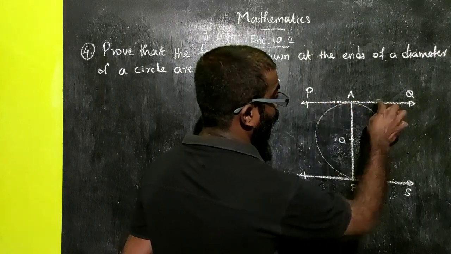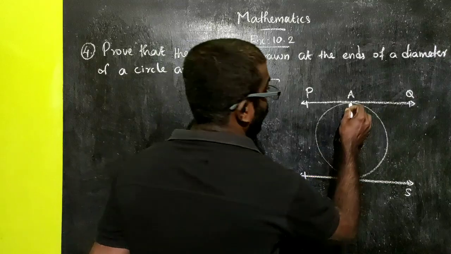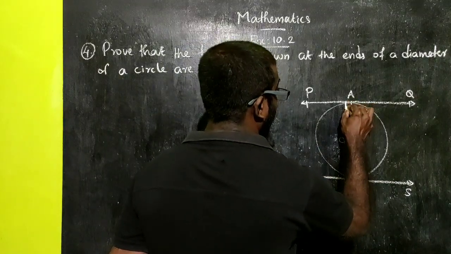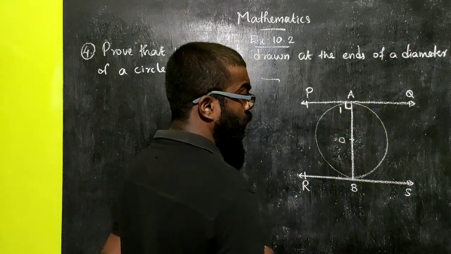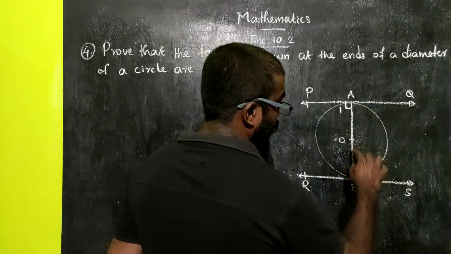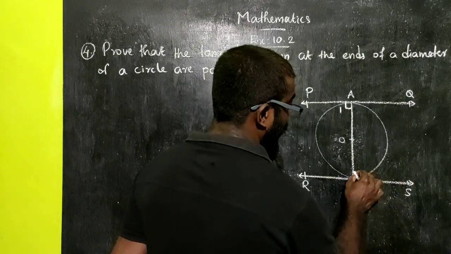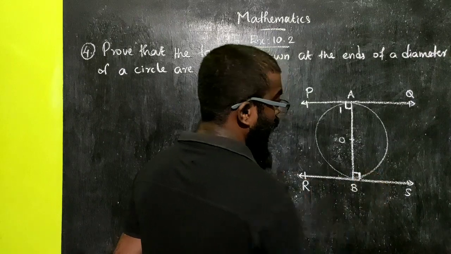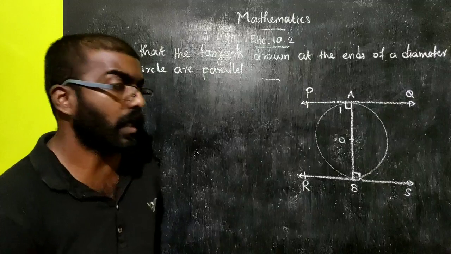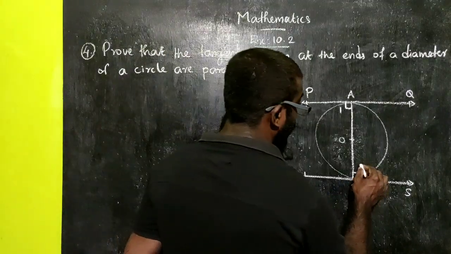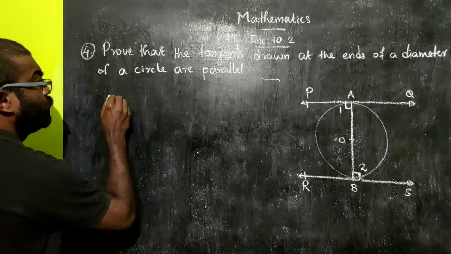We know tangent is perpendicular to the radius through the point of contact by theorem 10.1. So here we can mark 90 degree and I mark the angle as 1, angle 1. Here also OB is the radius, RS is the tangent, so OB is perpendicular to RS. So here also we can mark it as 90 degree. Tangent is perpendicular to the radius through the point of contact. And I mark this angle as 2, angle 2.